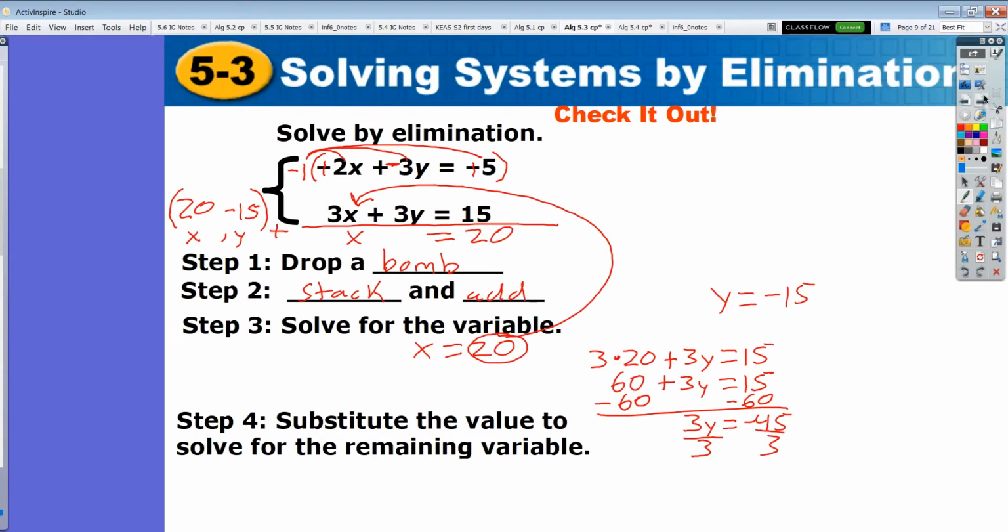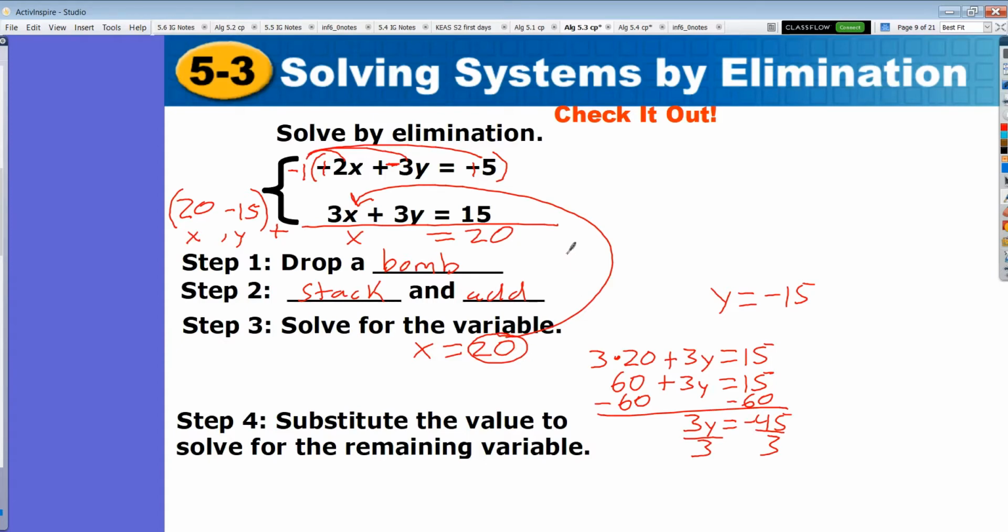All right, so after you distribute that -1 bomb, this is what you come up with. That becomes a +2x, -3y, and +5. Stack and add, and you get x equals 20. So it already solved itself. So we didn't have much to do for step number 3. So x is automatically coming out to 20.